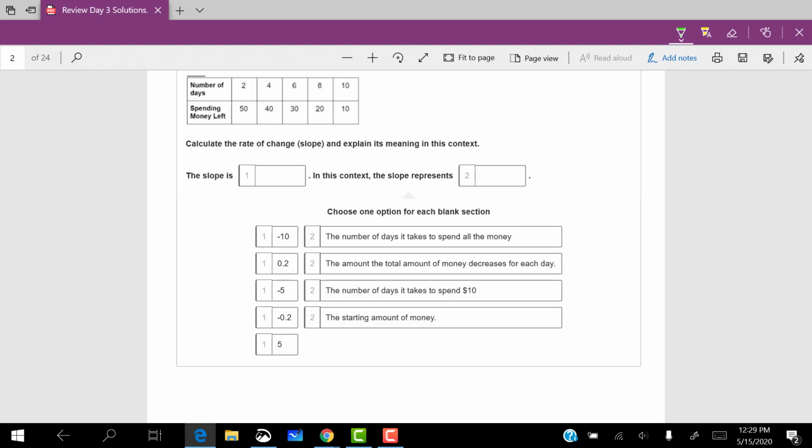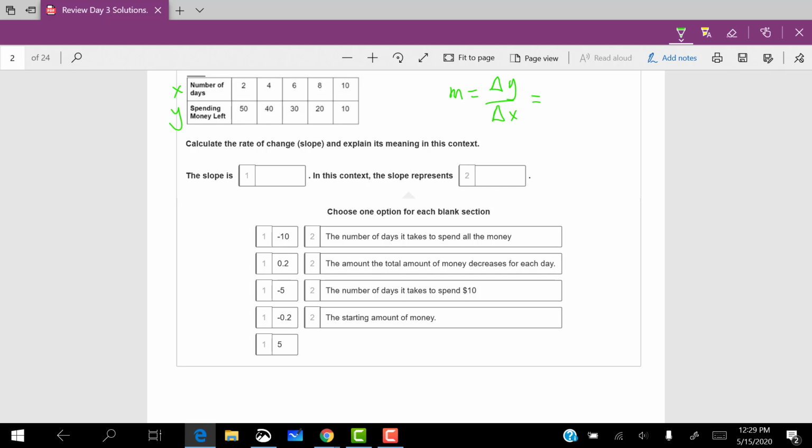In this problem, we're trying to find the slope. So remember, the slope is always the change in y over the change in x, or the change in the dependent divided by the change in the independent. So for us, we should think of this as y and this as x, because the money left should depend on the number of days.